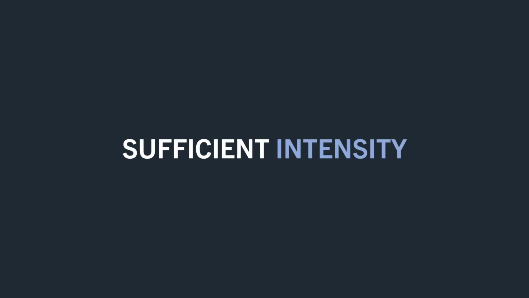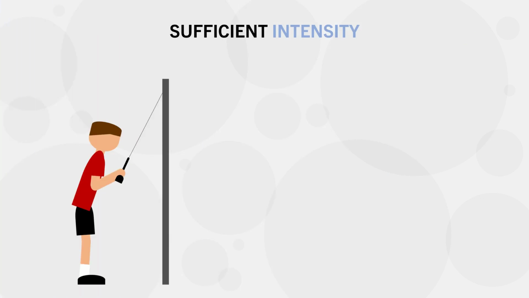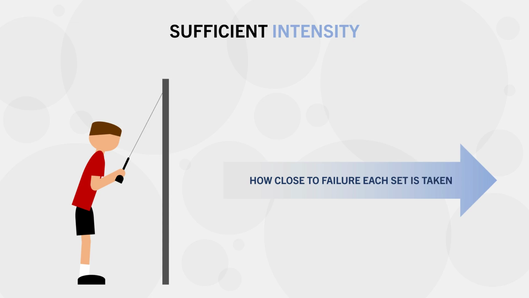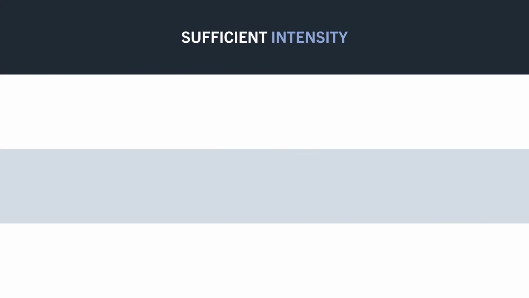The first strategy is to make sure we are training with sufficient intensity. Intensity in the context of hypertrophy training refers to proximity to failure, or how close to failure we take each set. It is quite clear that training closer to failure is generally more hypertrophic. This doesn't mean we need to take each set to complete failure, it just means we want to train fairly close to failure.